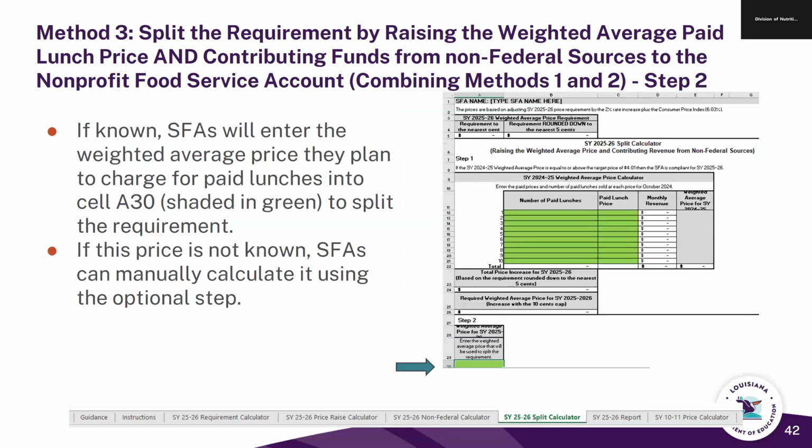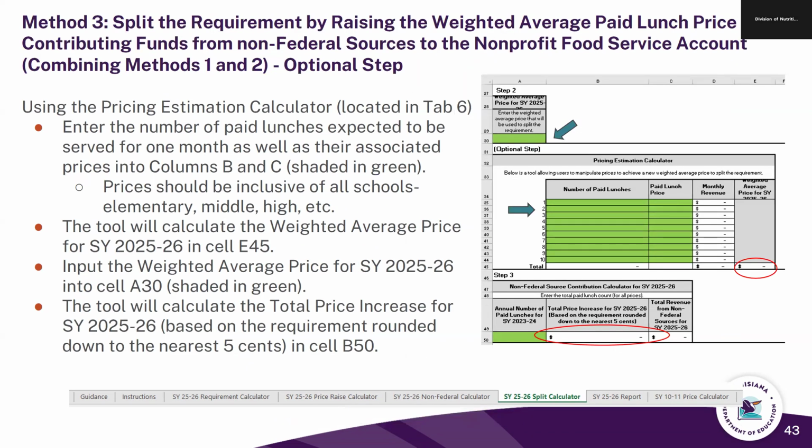So step 2 is if known, SFAs will enter the weighted average price they plan to charge for paid lunches into cell A30, which is shaded in green with the arrow, to split their requirement. If this price is not known, you can manually calculate it using the optional step that we will talk about next.